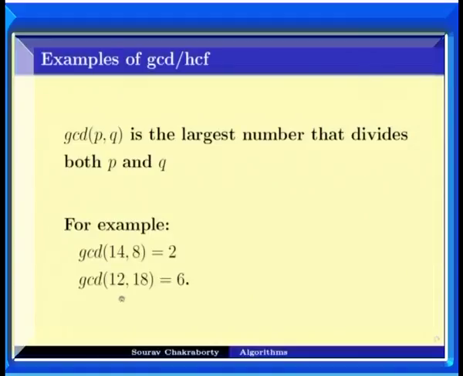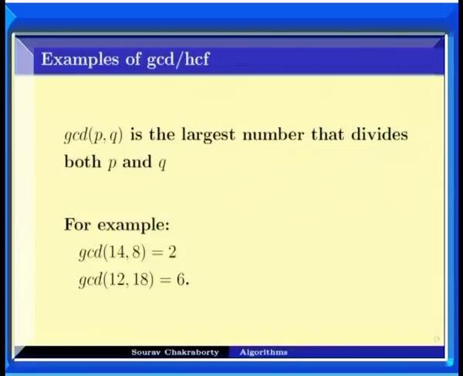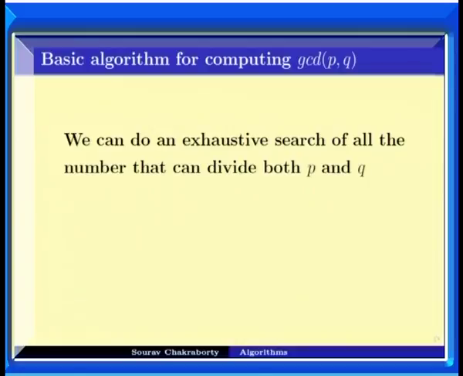Similarly, the GCD of 12 and 18 is 6. Note that something less than 6 can also divide. For example, 3 divides 12 and 18 both, but since 6 is larger than 3, 6 is the greatest common divisor. Note that no other number greater than 6 divides both 12 and 18. The goal is that we have been given two integers p and q, and we want to find the GCD of these numbers.